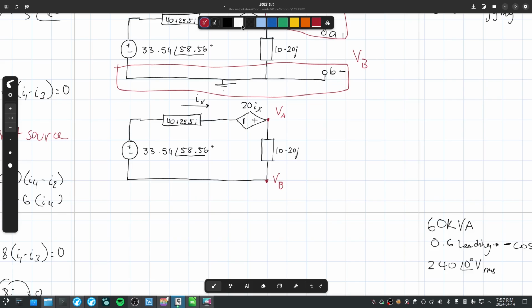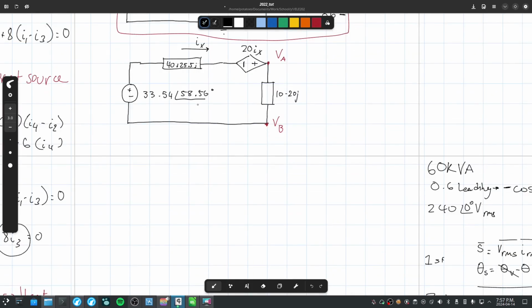So at this point, you could just do mesh analysis. So what is the current running through? Or you could do voltage analysis. What did I do for this? I did voltage analysis, actually. So yeah, let's do voltage analysis. You will get the exact same answer, voltage or nodal. I did nodal analysis. You will get the exact same answer whether you do nodal analysis or mesh analysis. I just did nodal analysis because it directly gives you the answer.